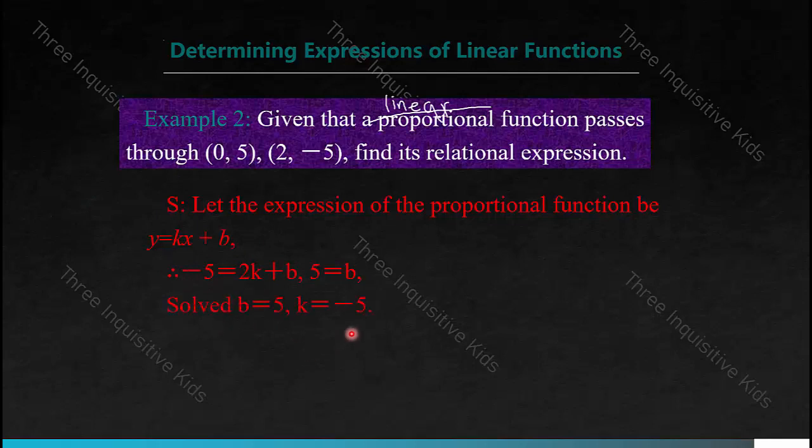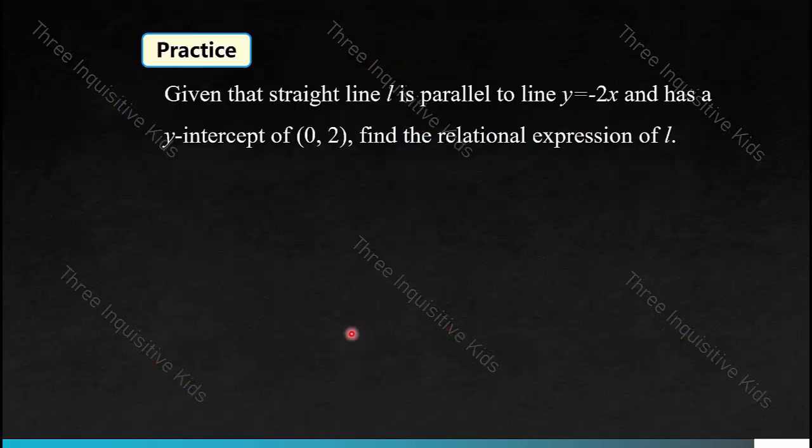and b is equal to 5. Solve: b is equal to 5 and k is equal to negative 5. Now that we have the slope and the y-intercept, we can write the relational expression of this linear function, which is y is equal to negative 5x plus 5.